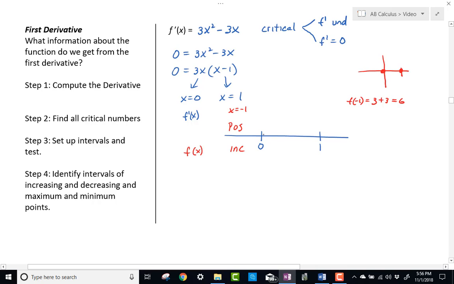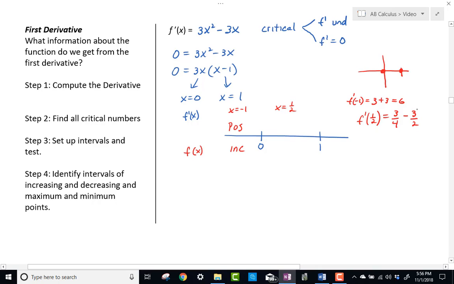And then we're going to plug in a number between 0 and 1. So I'm going to choose 1/2. X equals 1/2. So we'll come over here and we'll do f. This was f prime, by the way. F prime of 1/2. All right. So 1/2 squared is 1/4, and 1/4 times 3 is 3/4. So that's 3/4 minus 3 times 1/2, which is 3/2.